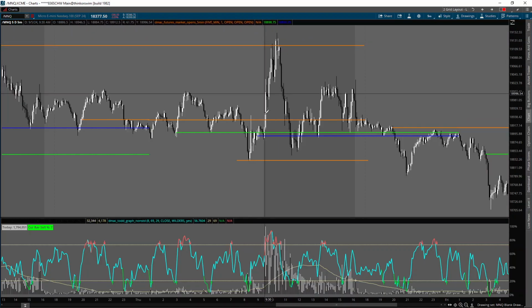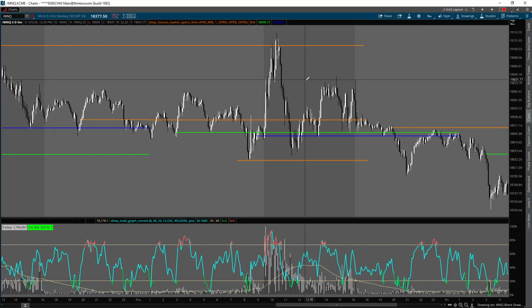A level below is support until proven otherwise. And proven otherwise means a poke below a level, and then it fails to really move, and then it comes back. This demand level is still intact. So a level above is supply until proven otherwise. A level below is demand until proven otherwise.